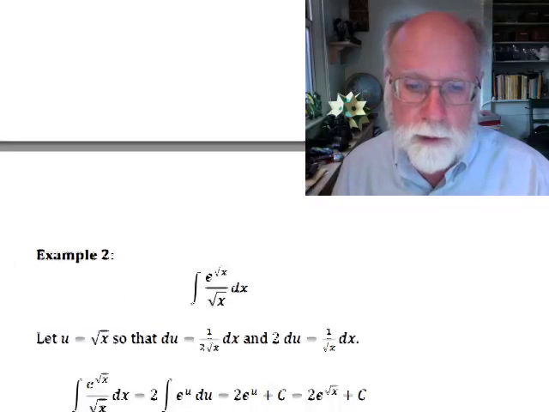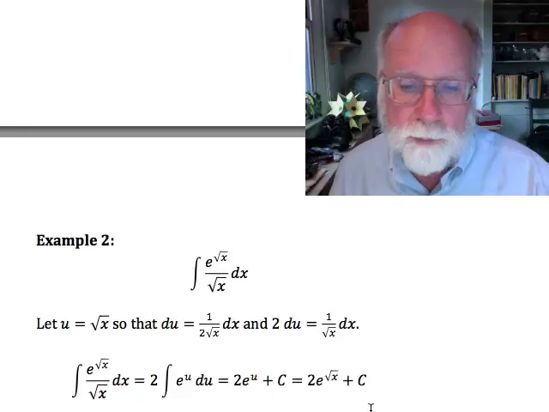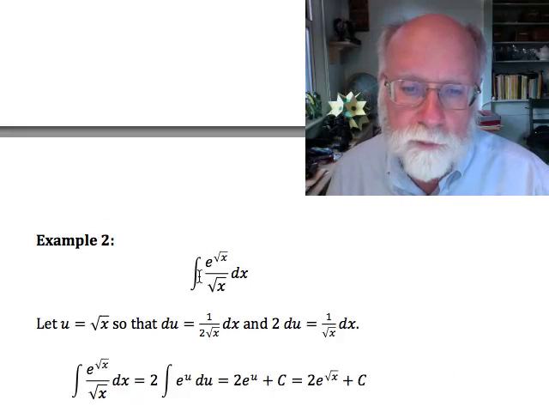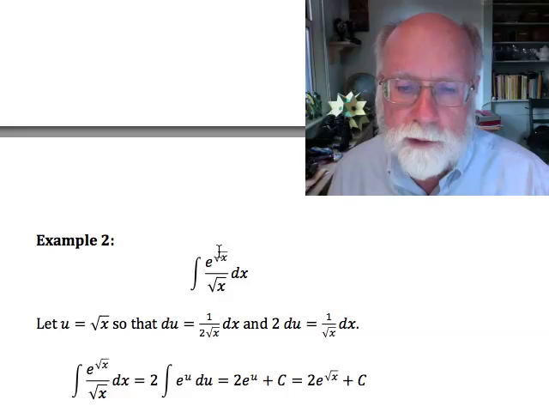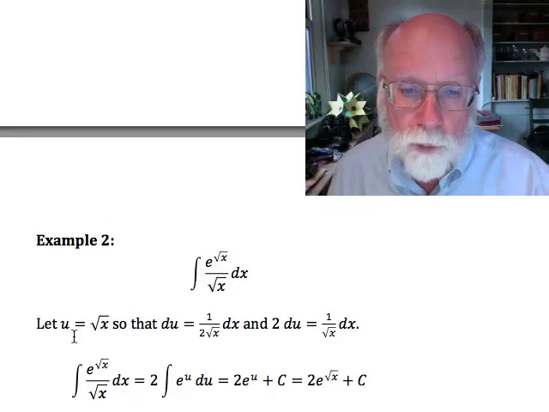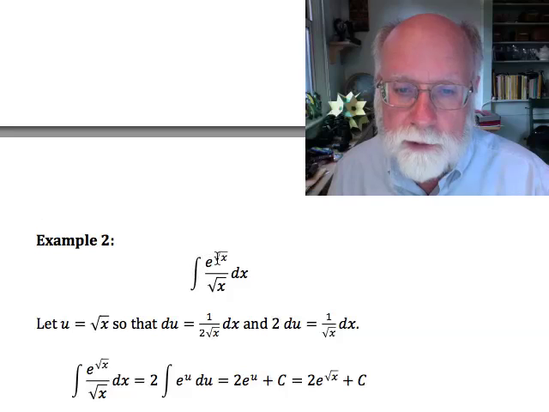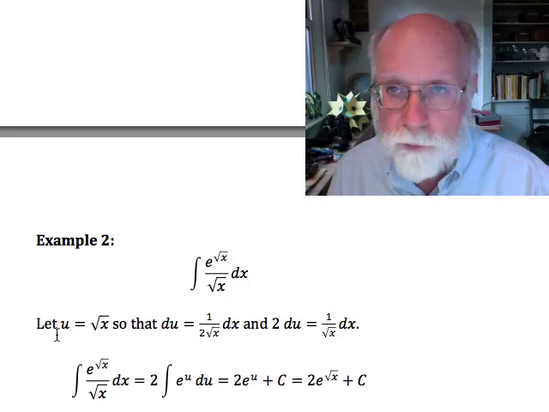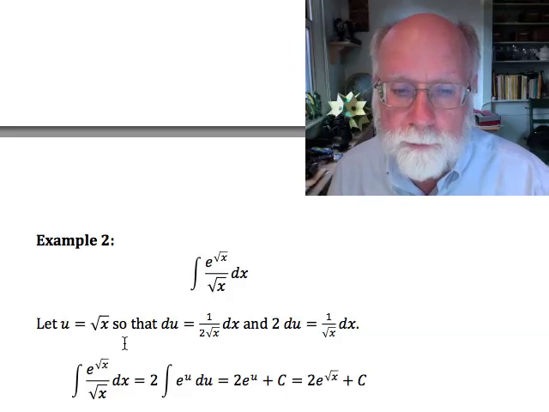Let's look at the second example. And the same kind of thing is going to happen here. We have e to the root x divided by root x, and we want to know an antiderivative for that. Well, if we had e to the u here, we would know how to integrate the exponential function. So let's let u equal root x and see what happens.